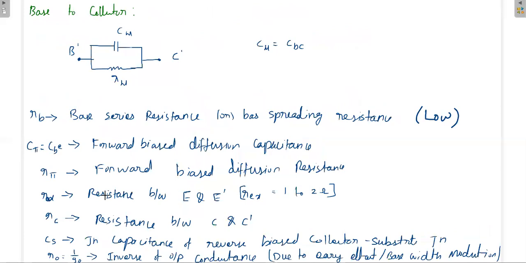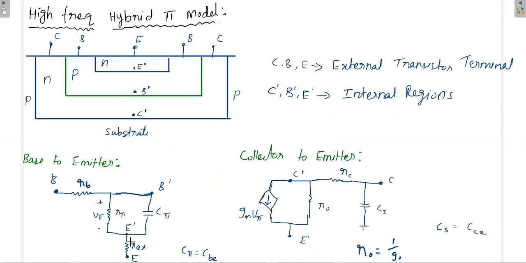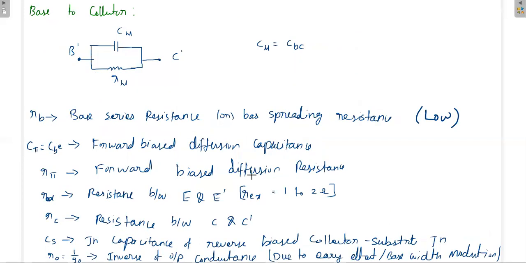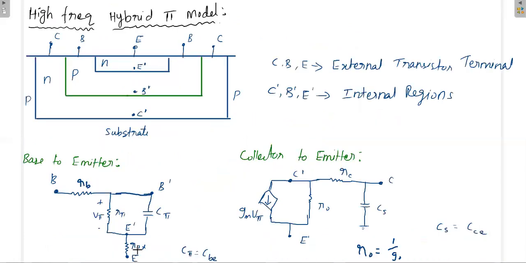Next one is REX. This is the resistance between the emitter E and E dash. That value is very small, around 1 to 2 ohms, so we can also neglect this resistance. That means if it is very low, we can put a short circuit here, and then this will be directly connected to the ground.